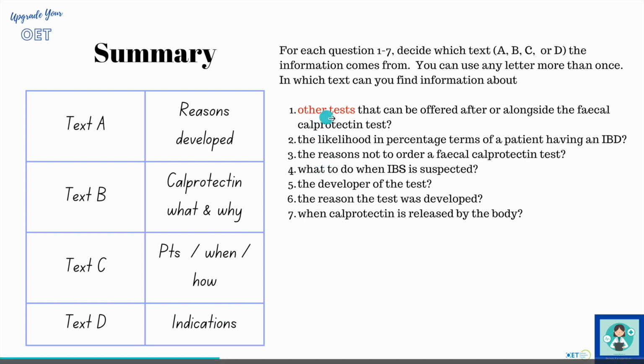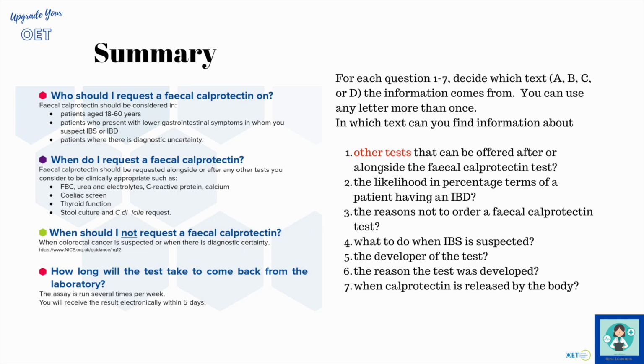So here we have other tests that can be offered after or alongside the fecal calprotectin test. So, other tests, which one do you think it will be found in? Well, it's probably C because it's when, how, which patients, which tests. So we go and check, is it here? Can you see any other tests that can be given at the same time? Here, it's all here. It's which other test can be requested alongside the fecal calprotectin test. And these are the tests here.